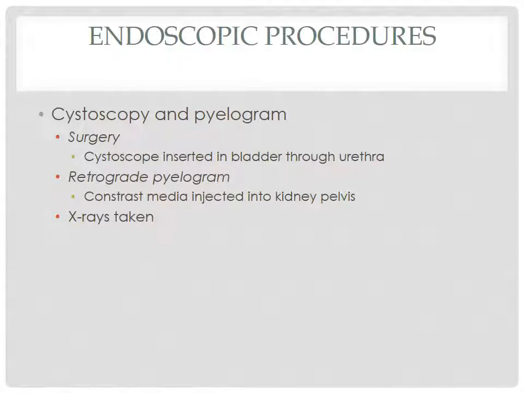Cystoscopy and pyelogram are studies where, with cystoscopy, the cystoscope is inserted through the urethra. You can collect samples, biopsies, remove bladder stones, even stones up into the ureter, it can be used to dilate the ureters, or can also be used to treat an enlarged prostate. With a retrograde pyelogram, contrast media is injected into the pelvis and x-rays are taken.